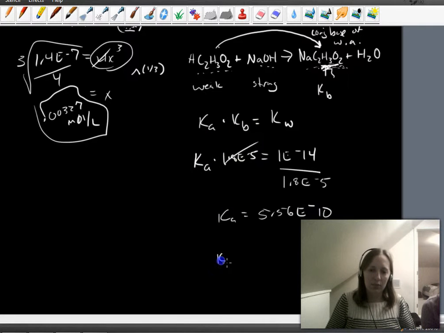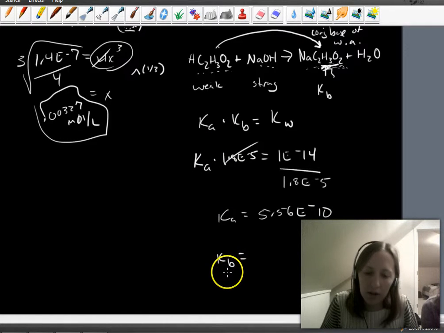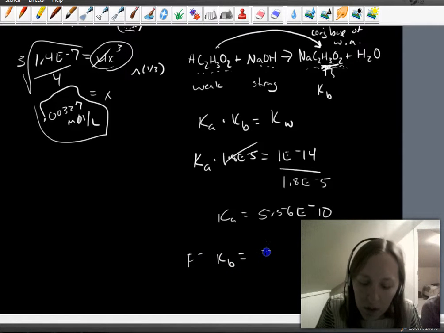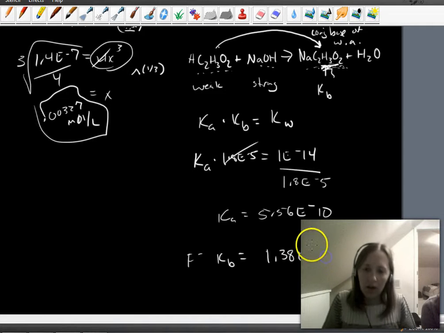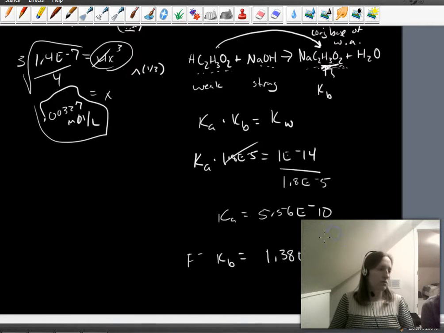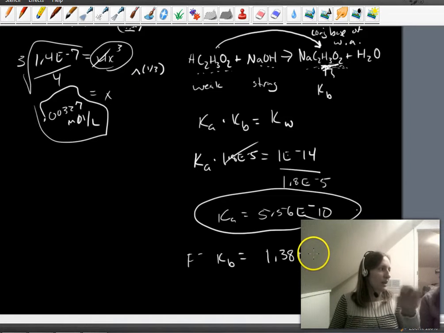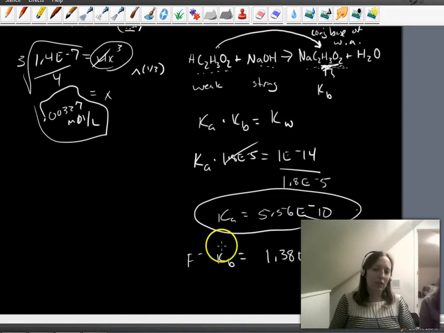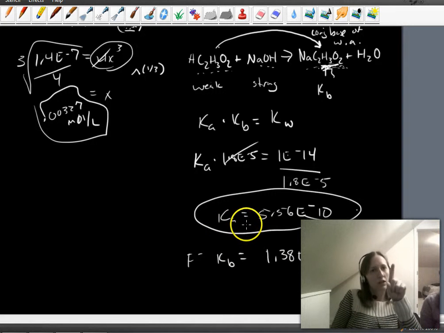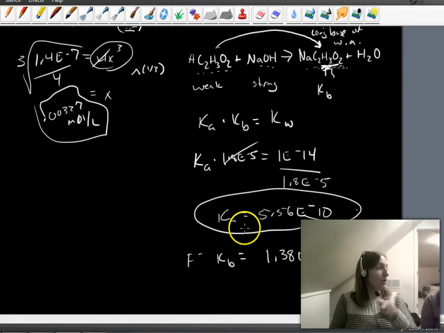And the other one, the Kb for fluoride, ends up being 1.38e to the negative 11. This one is bigger, so it's more relevant. So it ends up being slightly acidic. Those are harder when you've got two, and you'd have to compare their relevant Kas and Kbs. But in general, you can just go strong, weak.